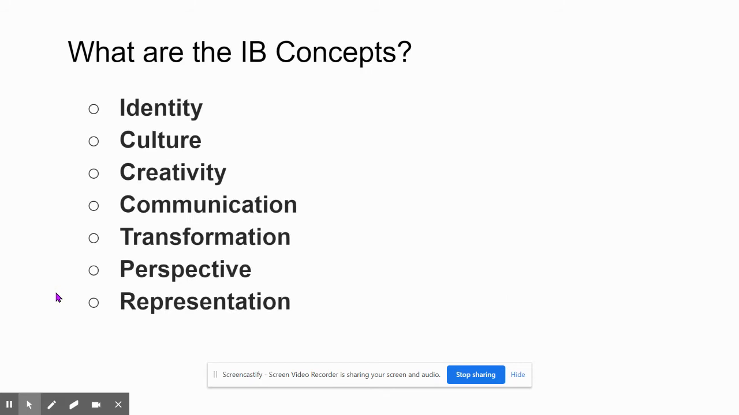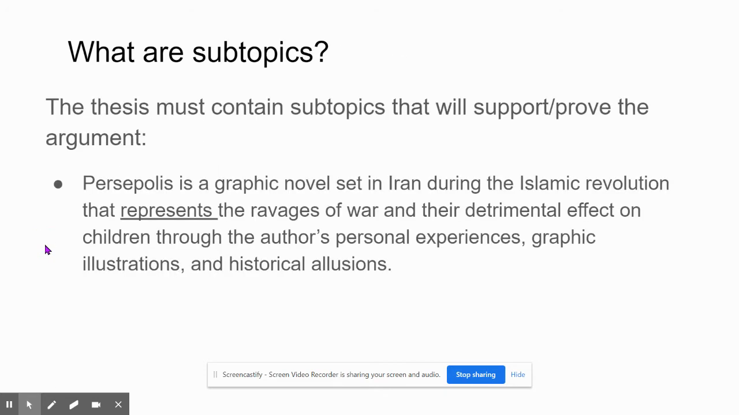Remember, again, you have to include an IB concept. It should be stated clearly using one of these words. Make sure that you have that and that you're always working toward proving or supporting that with your evidence. The thesis must contain subtopics that will support or prove your argument. This is an example of a thesis with those subtopics. Persepolis is a graphic novel set in Iran during the Islamic Revolution that represents the ravages of war and their detrimental effect on children through the author's personal experiences, graphic illustrations, and historical allusions.